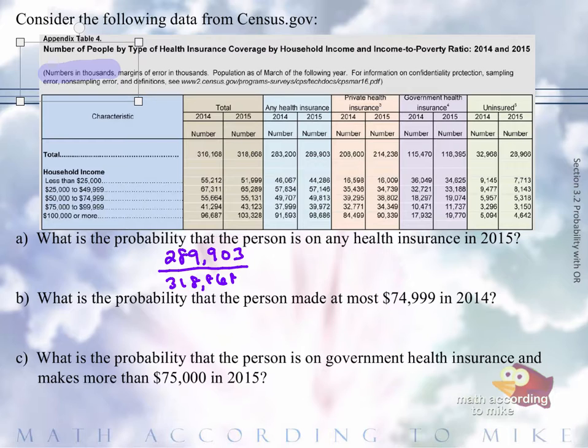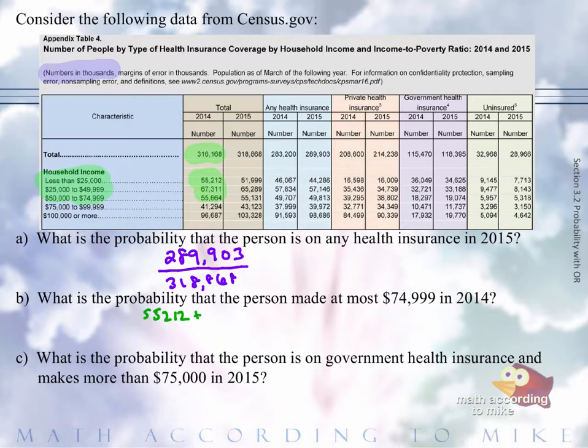What is the probability that a person made at most $74,999 in 2014? Well, let me try that again. They made at most $74,000. So that means we need that group, and that group. So the first three lines there. And then corresponding to 2014, that's this first column in brown here. That's these three numbers. Out of how many total people in 2014? That number.